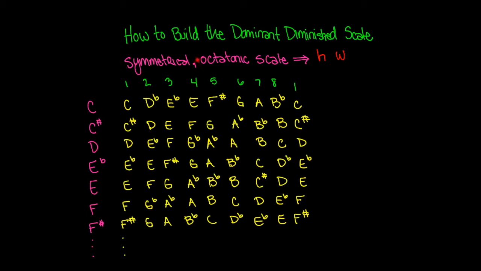Now, in terms of why it is octatonic, that's fairly obvious. We see that we have 1, 2, 3, 4, 5, 6, 7, and 8 notes. Below I have written a few octatonic scales, some of the dominant diminished scales. So we're just going to make some observations here.